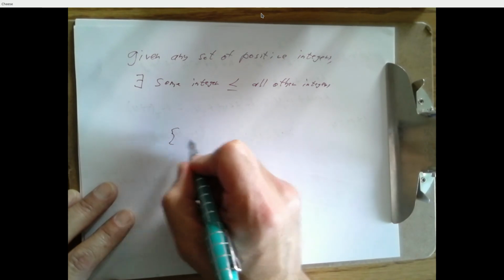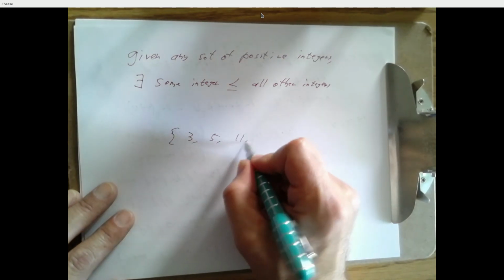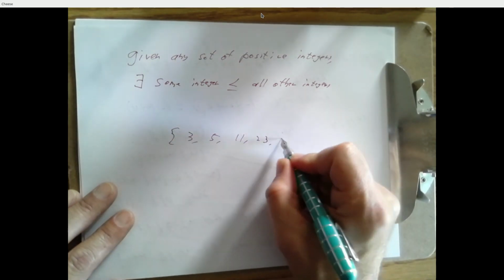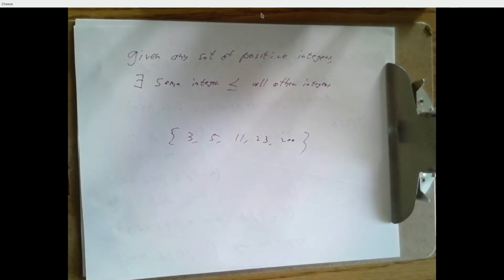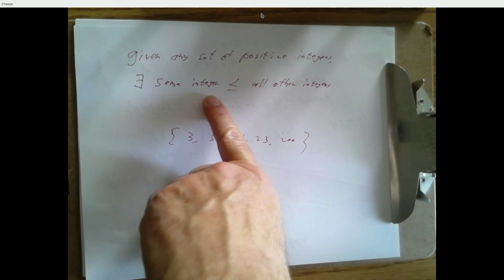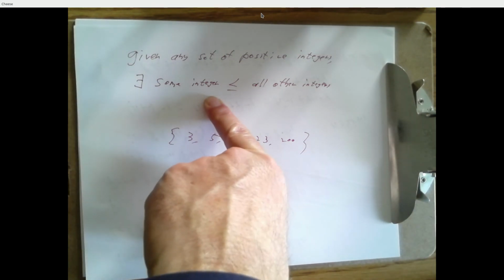For example, if I pick my set to be 3, 5, 11, 23, 200, right? There's an integer that's less than or equal to all the other integers. That's the integer 3. If I pick my set of positive integers to be the set of prime numbers bigger than 100, then there's an integer, namely 101, that's less than or equal to all the other integers in that set.